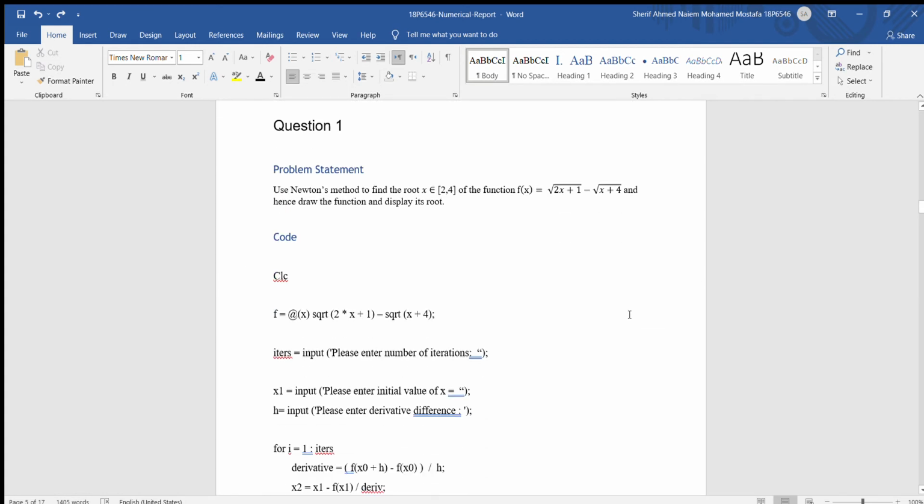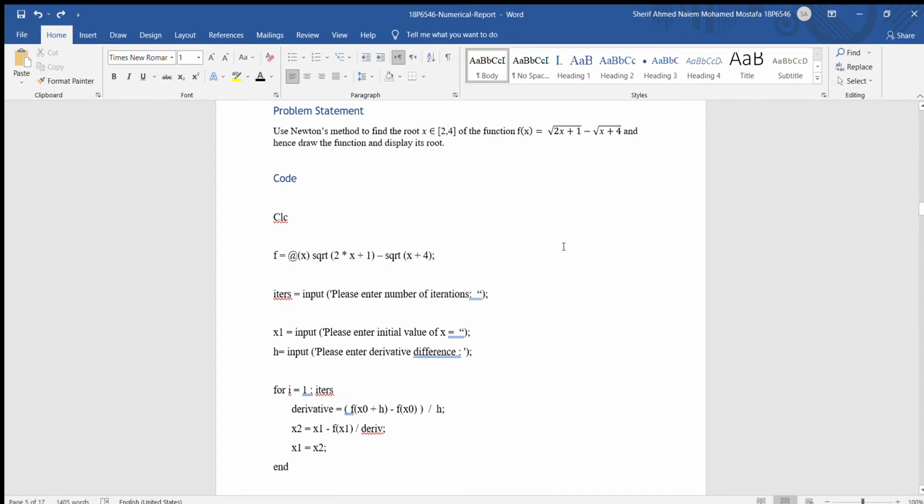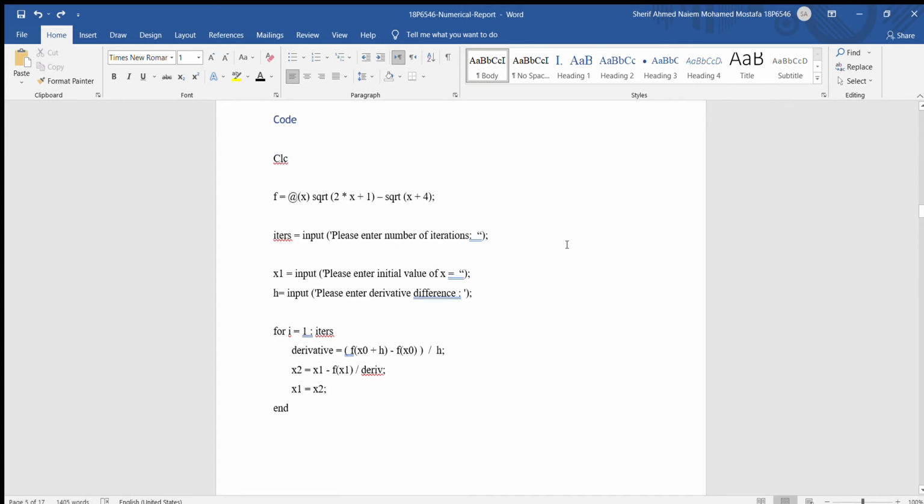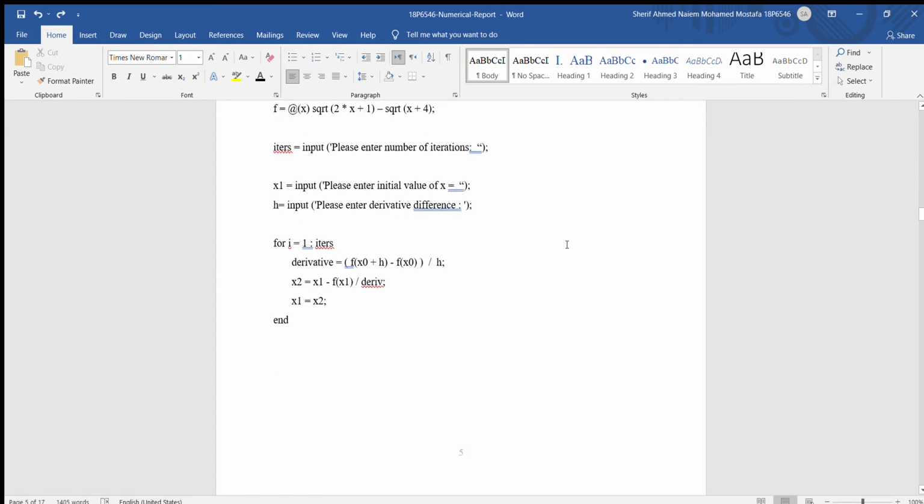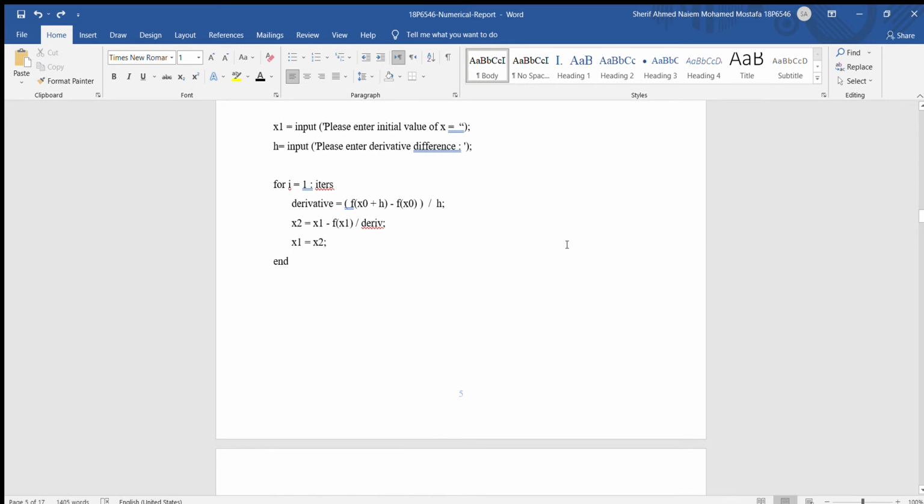In question 1, f of x equals root of 2x plus 1 minus root of x plus 4 is a nonlinear equation that we are asked to solve using the Newton-Raphson formula, with x an element of the interval from 2 to 4. Here is the MATLAB code for solving this problem, and here are the photos of the code and its output.